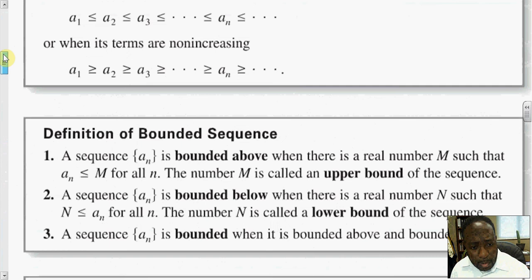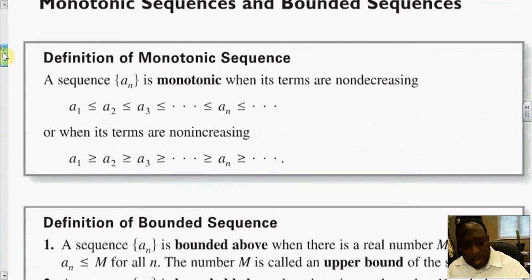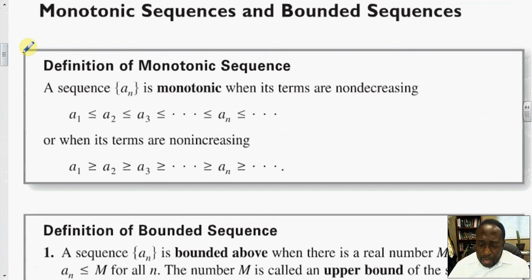What about the idea of monotonic sequences and bounded sequences? We're trying to build a theorem in mathematics that we call the Heine-Borel theorem. And the Heine-Borel theorem says that if you know that a sequence is bounded and that it is also monotonic, then the sequence converges. So we build the definitions for monotonic sequences and also bounded sequences. A sequence here is said to be monotonic, that is either increasing or decreasing. They use the sophisticated terms of non-decreasing or non-increasing.